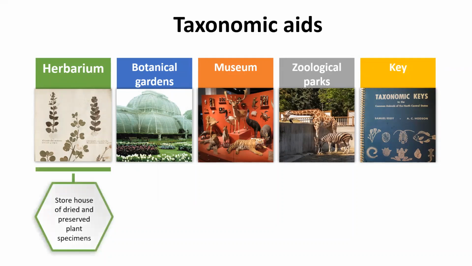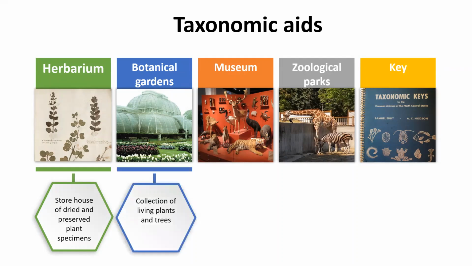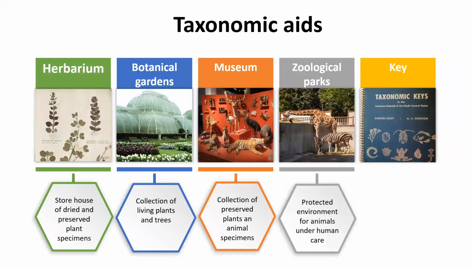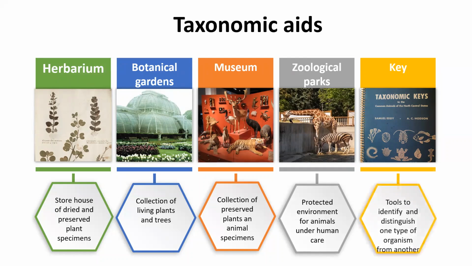A herbarium is a storehouse of dried and preserved plant specimens. Botanical Gardens is a collection of living plants and trees. Museum is nothing but the collection of preserved plant and animal species. Zoological parks are commonly known as zoo, which is a protected environment for animals under human care. Keys are tools to identify and distinguish one type of organism from another.